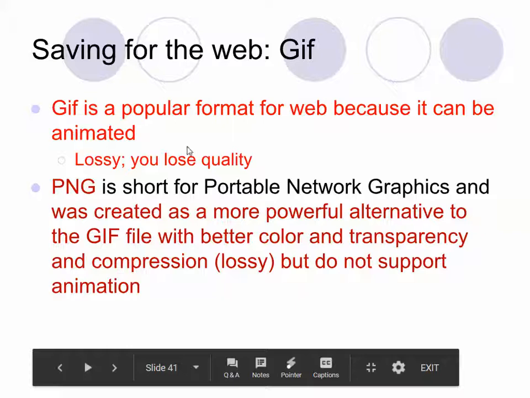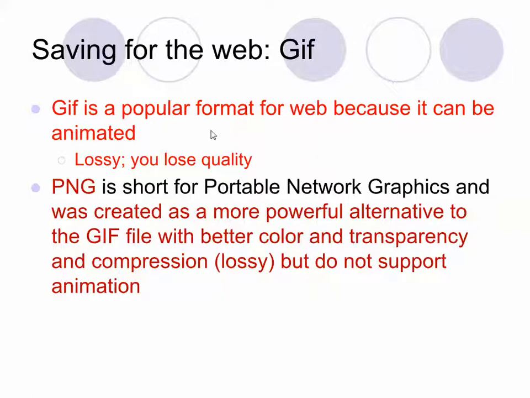A GIF is popular because you can animate it. So if you ever see a picture on the internet that moves, that's an animated GIF. A GIF is also lossy. It loses information, loses quality. Another good file format to save it as is a PNG. These are nice because they have transparency, so instead of the background being white, you can have it be see-through, which is nice a lot of times.